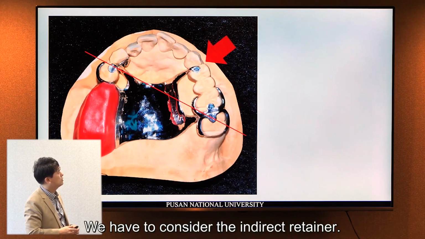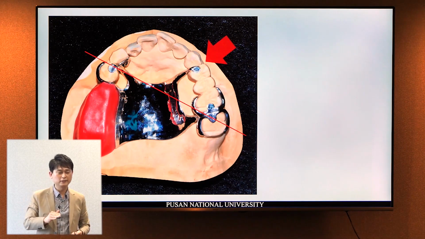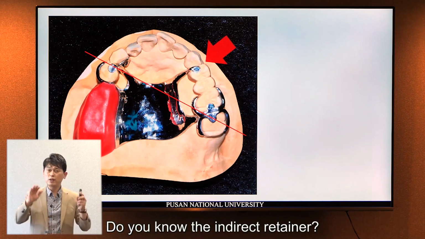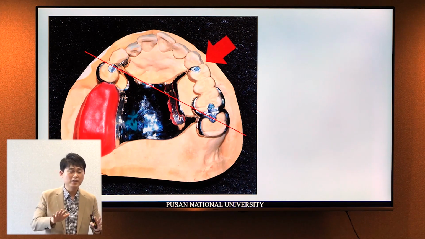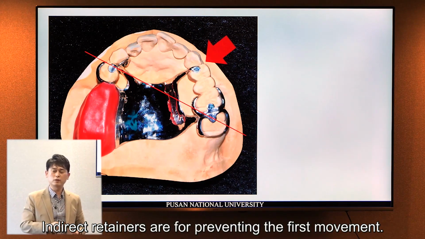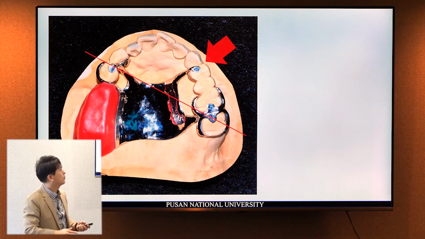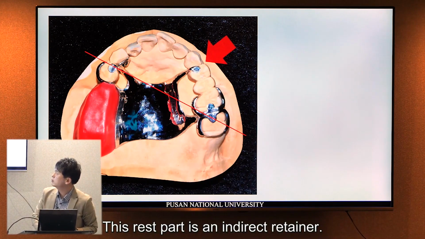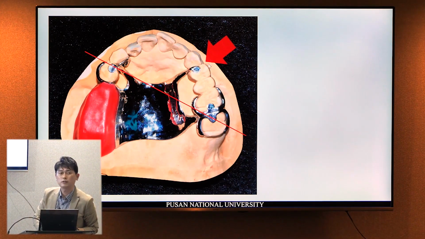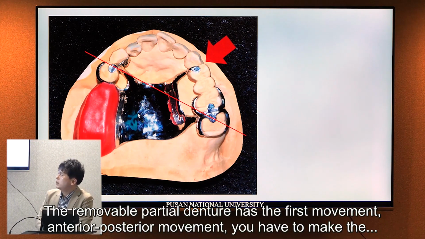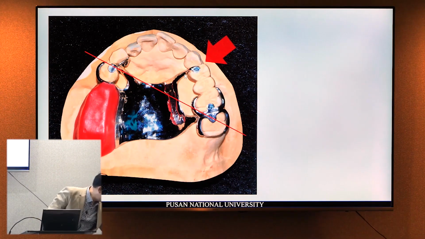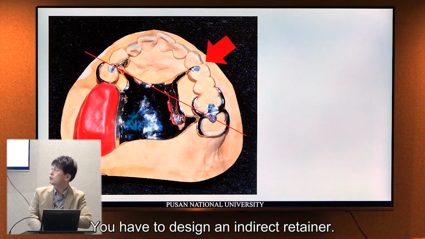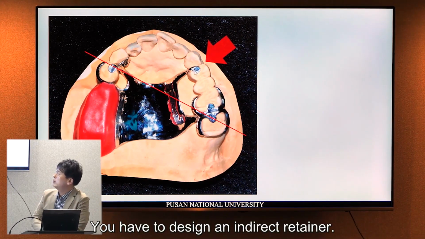So at that time, we have to consider the indirect retainer. Do you know the indirect retainer? The indirect retainer is for preventing the burst movement. This rest part is the indirect retainer. Anyway, the removable partial denture has movement, burst movement, anterior-posterior movement. Okay, I understand. You have to design the indirect retainer.